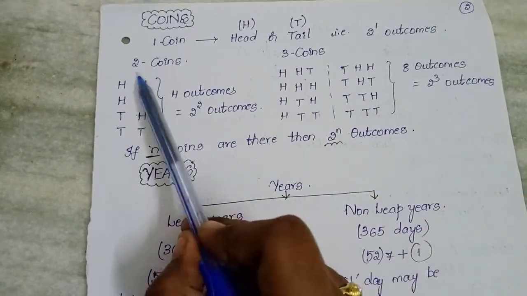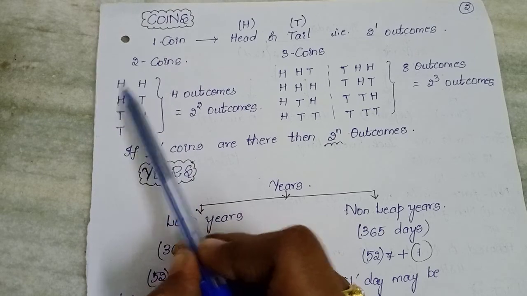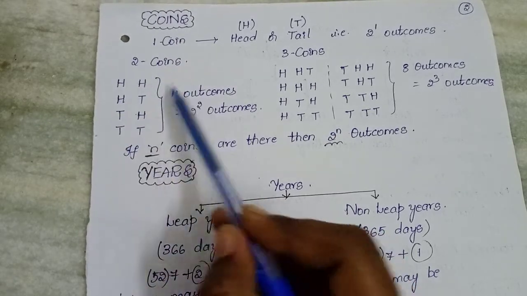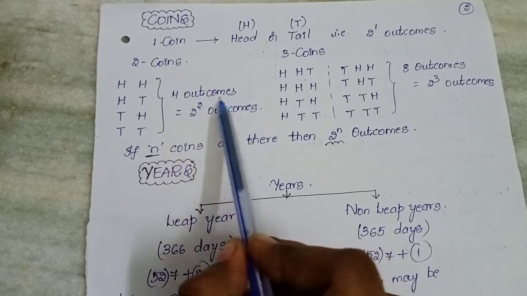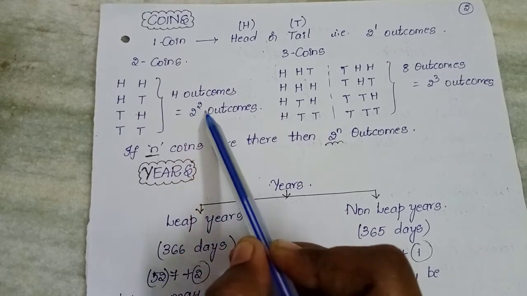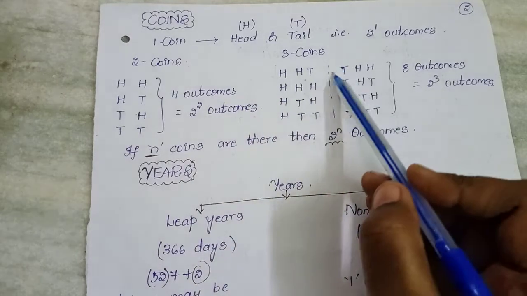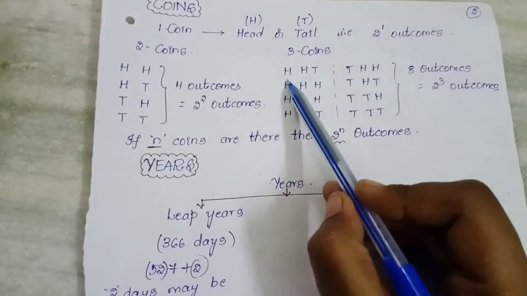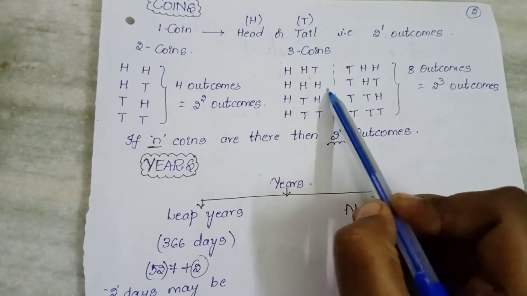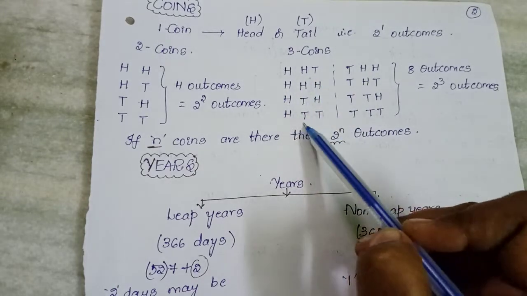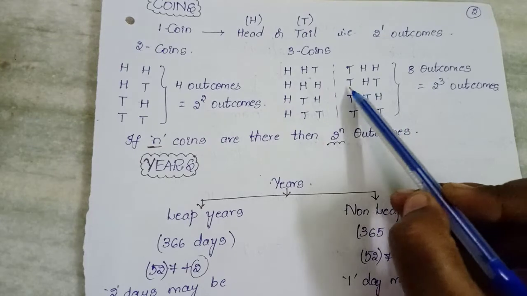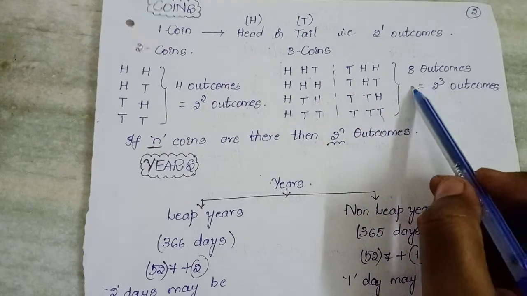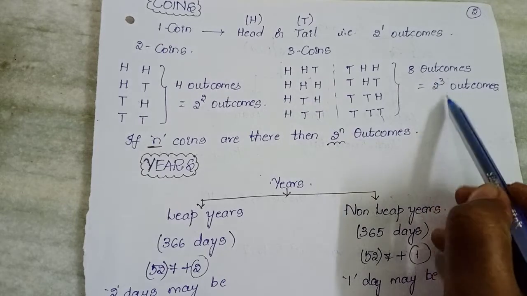If you toss two coins, it may be either head-head, head-tail, tail-head or tail-tail. So it has four possible outcomes, that is 2^2 outcomes. If you toss three coins, it may be either head-head-tail, head-head-head, head-tail-head, head-tail-tail, tail-head-head, tail-head-tail, tail-tail-head, or all tails. So it has eight outcomes, 2^3 outcomes.